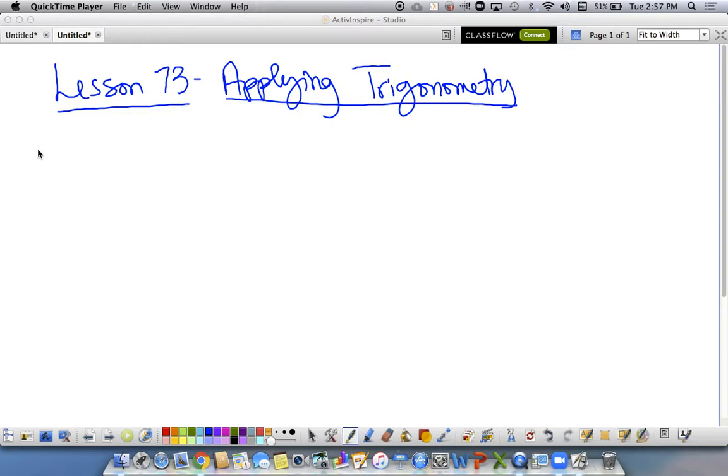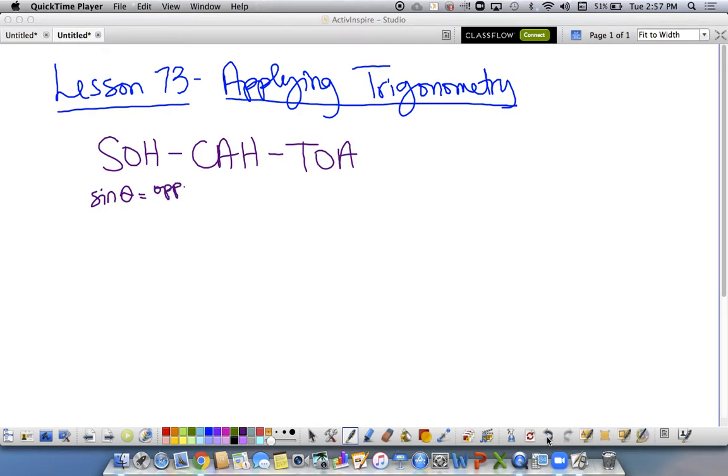So I'm going to first write up our wonderful acronym, just so. TOA. Do you remember what that meant? It means sine of some angle. I usually put a theta. You can put x, you can put a, you can put anything you want of something unknown is the opposite over the hypotenuse. Okay?